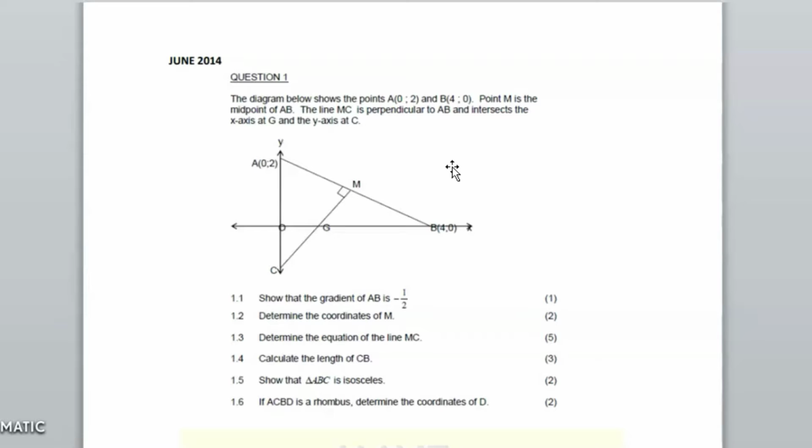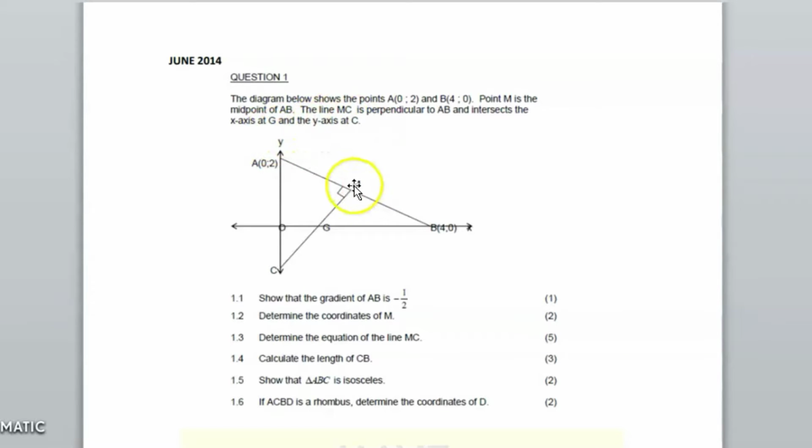The first question states that the diagram below shows the points A, which is this point, and B, this point, and then point M is the midpoint. This is point M. So if this is the midpoint, then it implies that the length from M to A is equal to the length from M to B. The length from B to M is equal to the length from M to A. That is the meaning of midpoint.